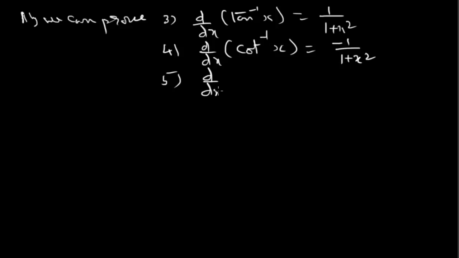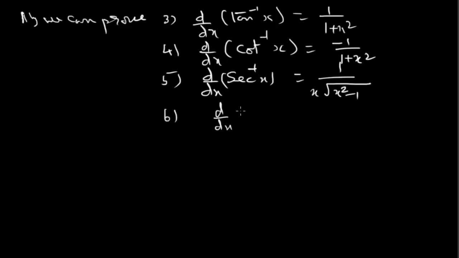Next, d by dx of secant inverse x is equal to 1 by x into root of x squared minus 1. Number 6, d by dx of cosecant inverse x, with a minus sign, is minus 1 by x into root of x squared minus 1. So these formulae can easily be remembered.